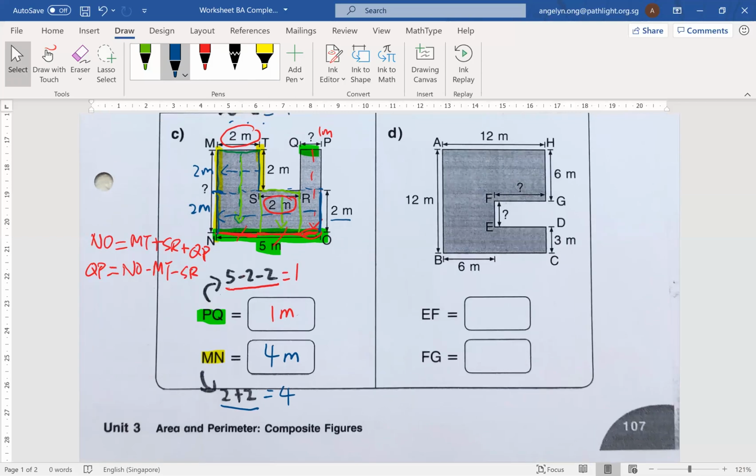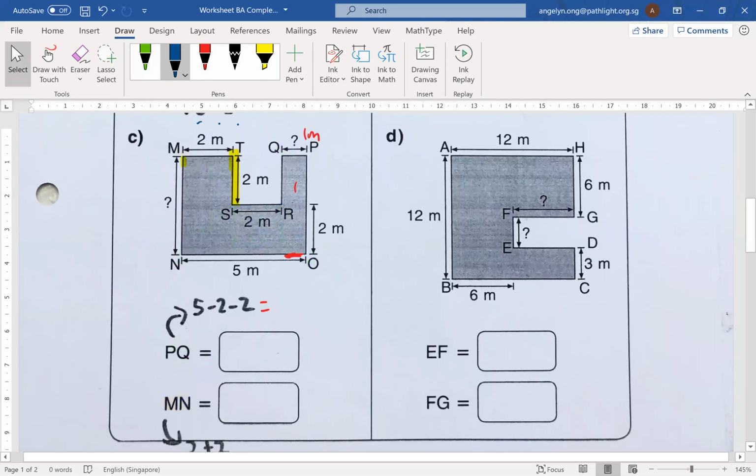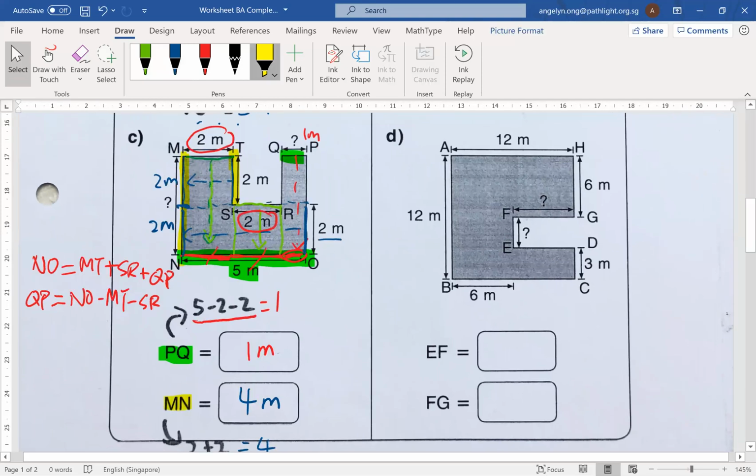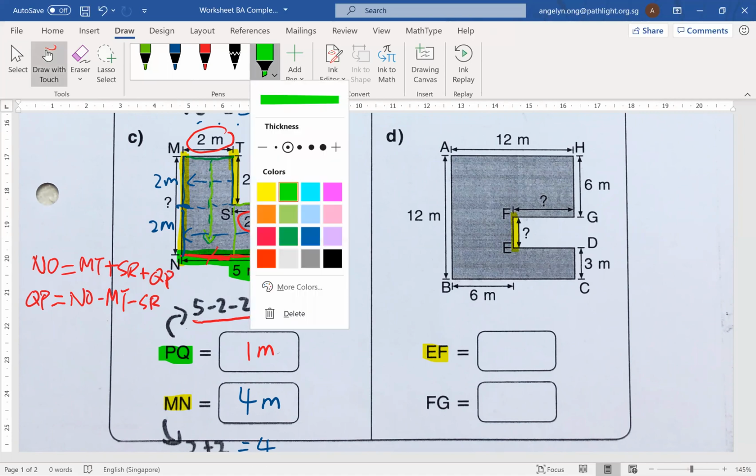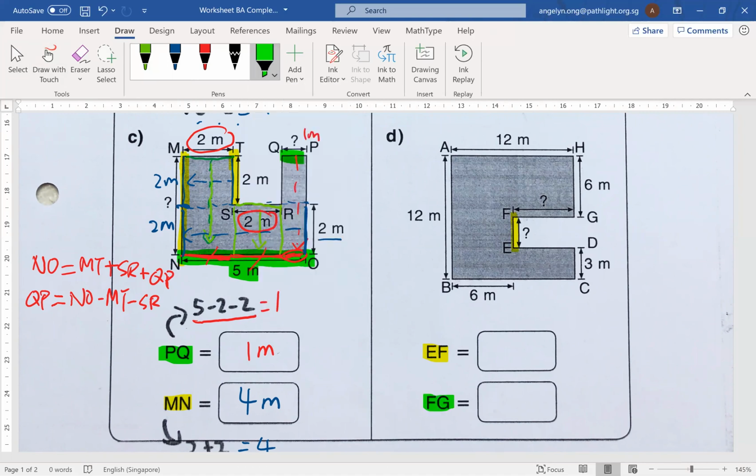Okay, now let's move on to question D. Okay, question D, we need to find EF, which is over here, this small one. And we need to find FG, which is over here, this FG. Okay, let's find EF first. EF, if I bring it across, is actually this part of the line AB.